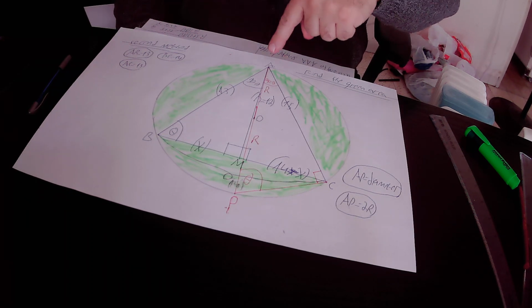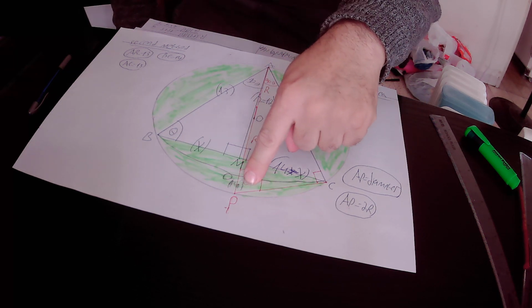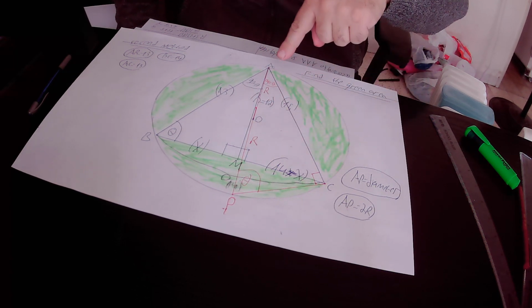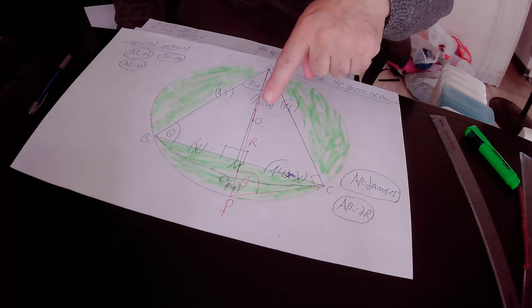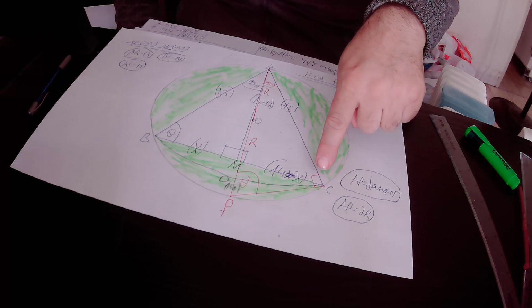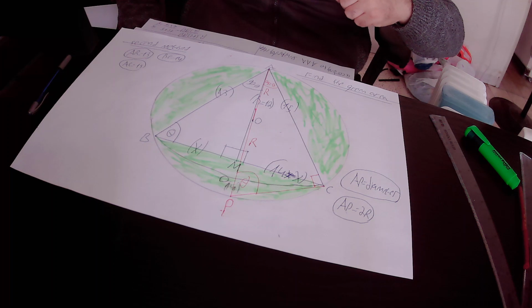If you focus on the right triangle APC, in the right triangle APC, this angle equals theta, this angle equals 90 degrees, therefore the missing angle must be equal to 90 degrees minus theta. Why? Because 90 degrees minus theta plus theta is 90 degrees, and 90 degrees plus 90 degrees is equal to 180 degrees, that is the sum of the angles in a triangle.